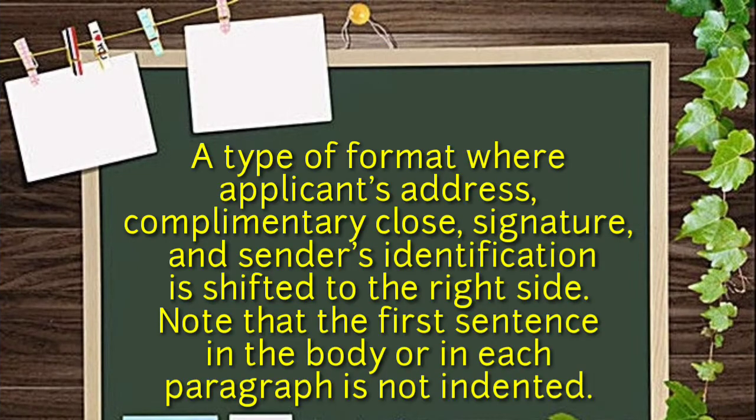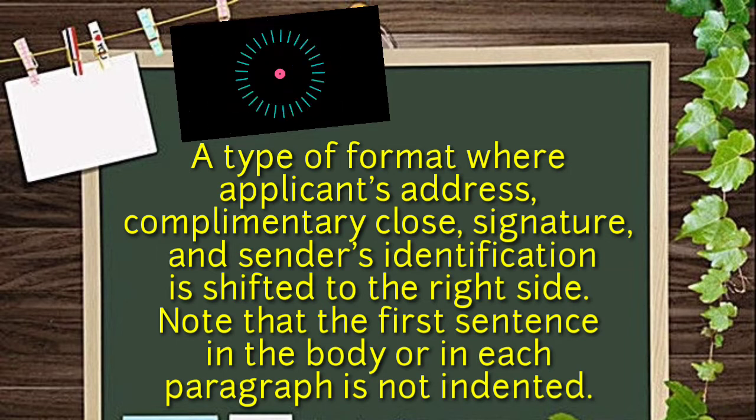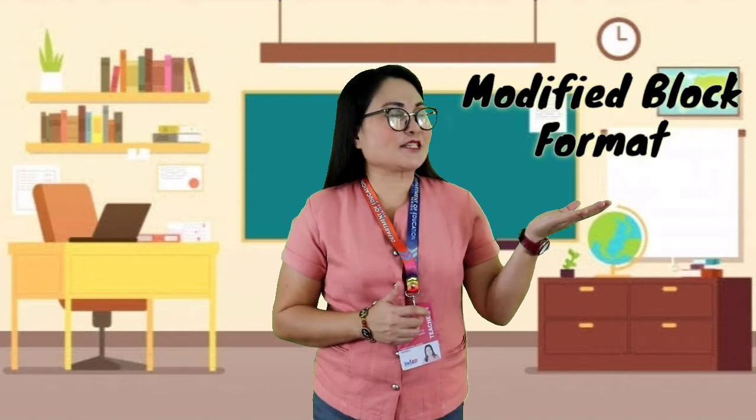Did you get it? Great! A type of format where applicant's address, complementary clause, signature, and sender's identification is shifted to the right side. Note that the first sentence in the body or in each paragraph is not indented. The answer is modified block format. Did you get the correct answer? All right!